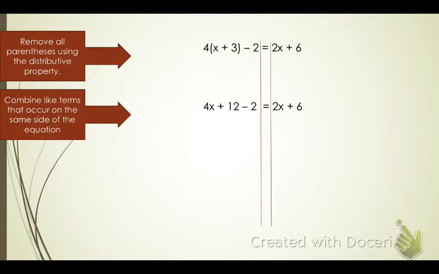Now I'm going to look for any like terms that occur on just one side of the equation. So on the left, I have 12 and negative 2. We'll combine those to get 4x plus 10 equals 2x plus 6.